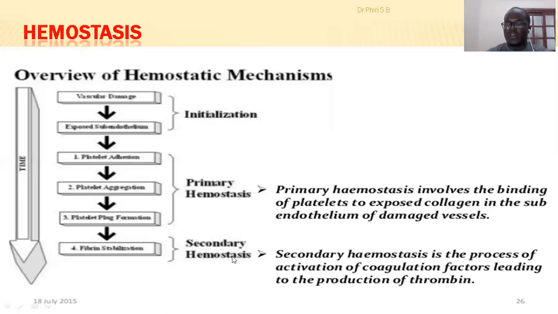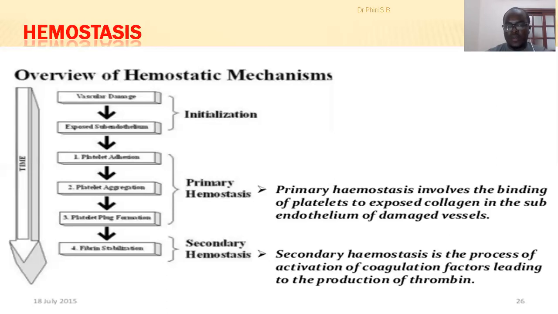This is the activation of those clotting factors, the stage where you have activation of the common pathway, activated factor 8, then formation of the factor 5 complex, conversion of prothrombin into thrombin, and then thrombin converts fibrinogen into fibrin. That results in a network of fibrin that will polymerize. So the polymerization of the fibrin is the secondary hemostasis.